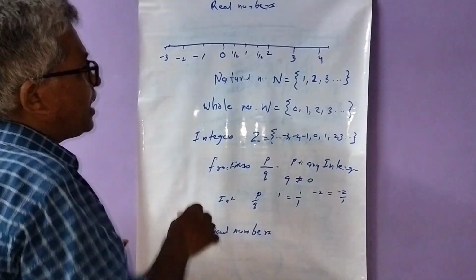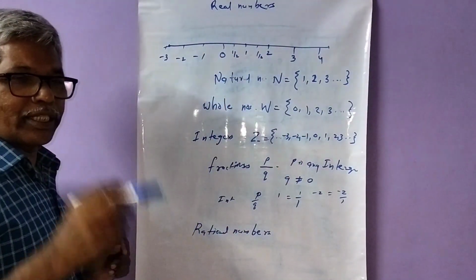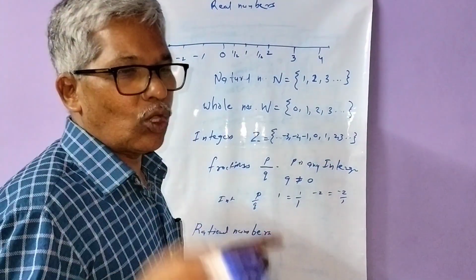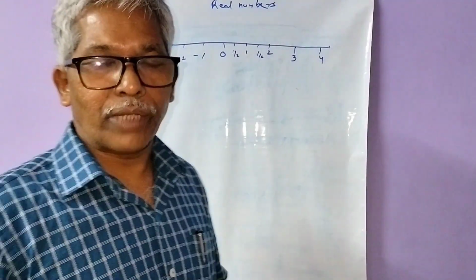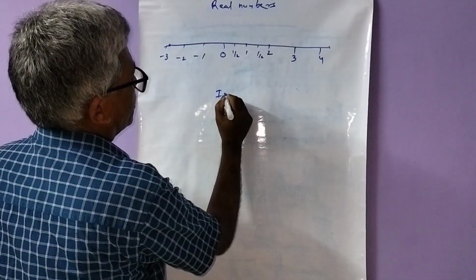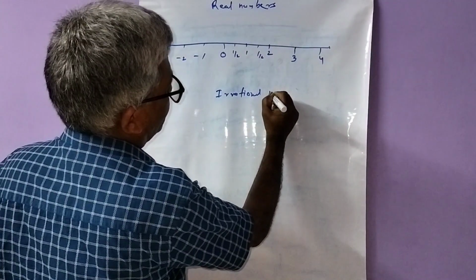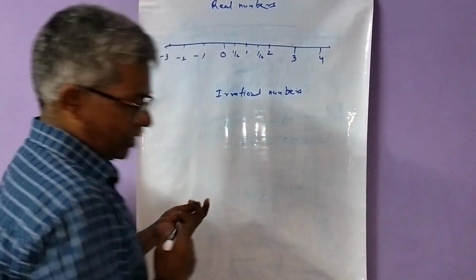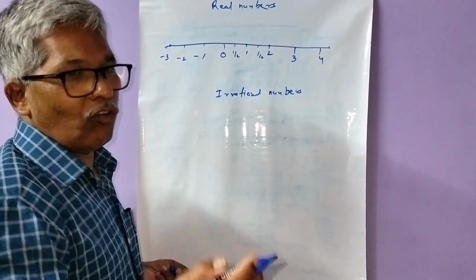We got what are rational numbers. Now there are still many numbers left on this number line. What are these numbers? These are irrational numbers. Now let us see what are irrational numbers. Before going to the concept of irrational numbers, let us see what is the decimal expansion of a fraction.